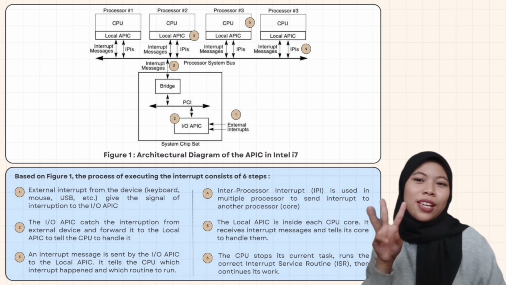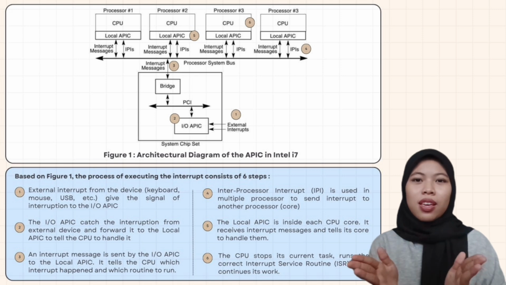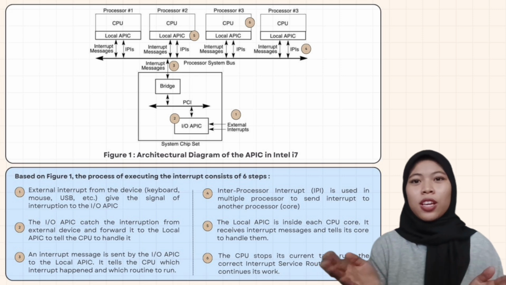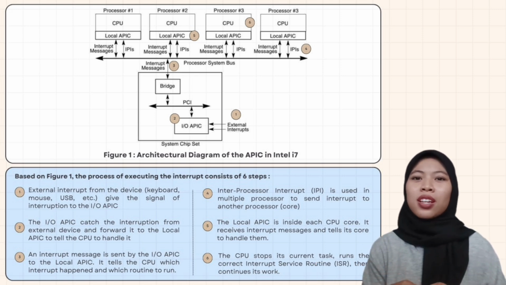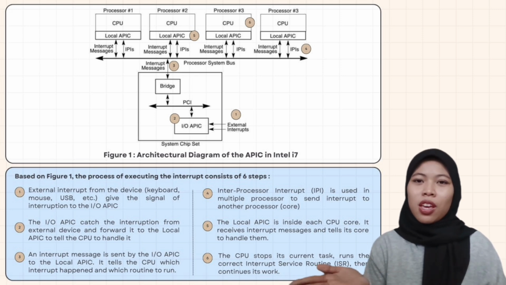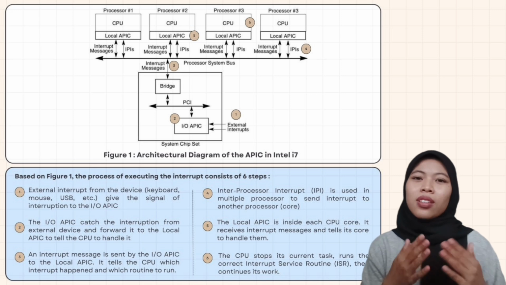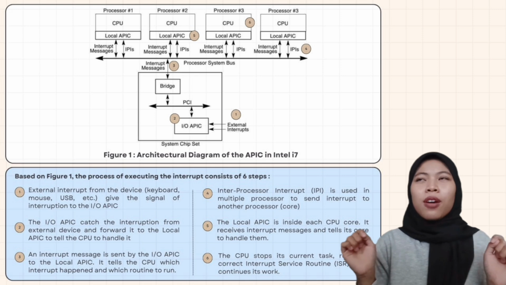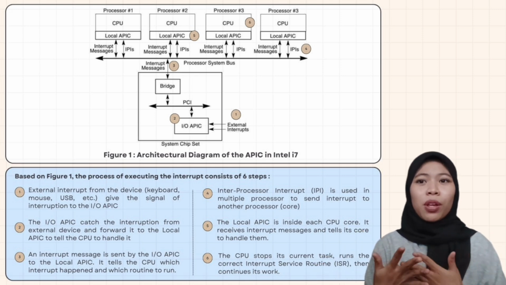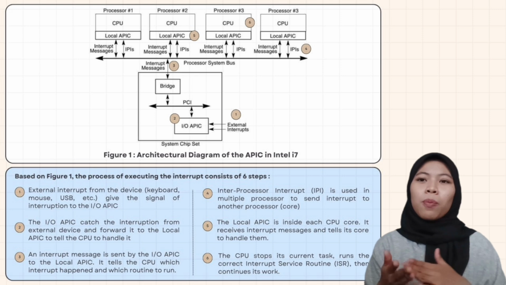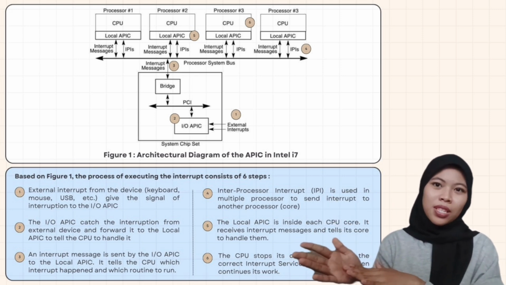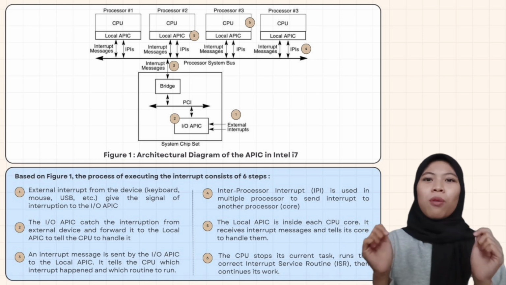Moving on to step 3. The I/O APIC creates an interrupt message, which is a small packet of digital information. This message contains details such as the interrupt vector, which tells what kind of interrupt it is and which core should handle it. The message is then sent to the local APIC inside core 1. For example, it's like sending an email or a text message saying, "Please handle this keyboard input." The message travels across the system bus to reach the intended core.